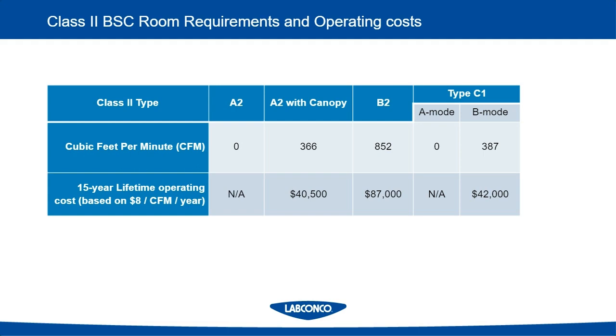So here you can see this is where the overall operating costs get very high for a B2 style cabinet. Usually about double that of an A2 or a Type C1 that's operating in B mode. And this is simply because the A2s and the C1s exhaust less air.